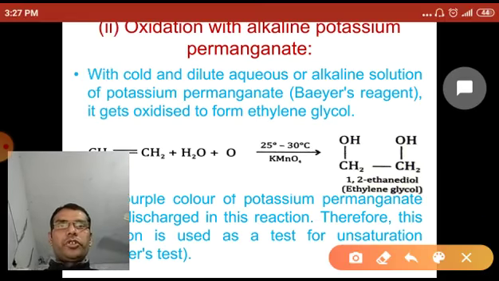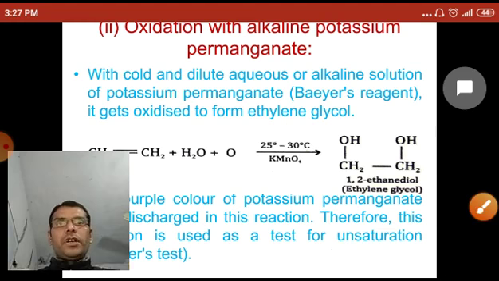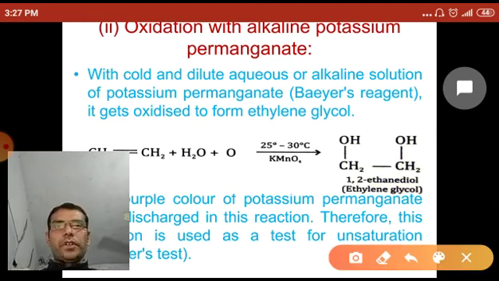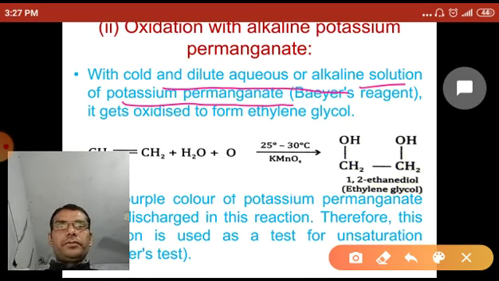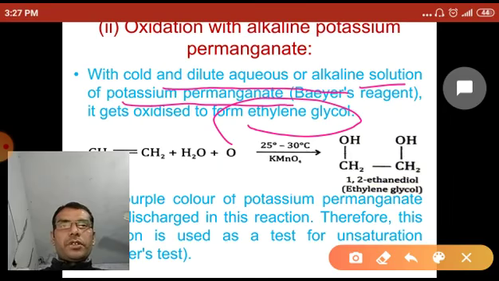Now the second oxidation reaction is oxidation with alkaline potassium permanganate. When alkene reacts with a cold, dilute aqueous or alkaline solution of potassium permanganate, called Baeyer's reagent, it gets oxidized. The alkaline solution of potassium permanganate is an oxidizing agent. It oxidizes ethylene to ethylene glycol.